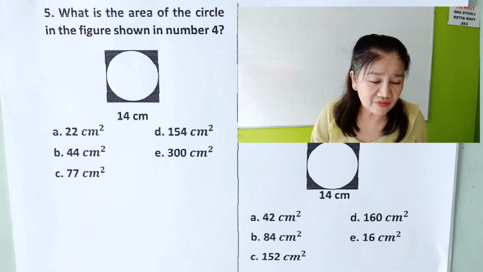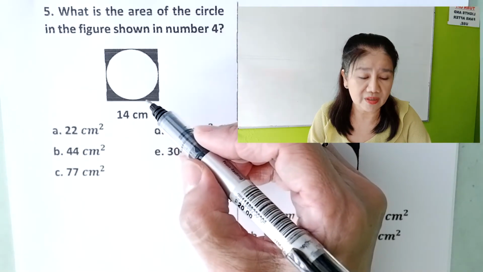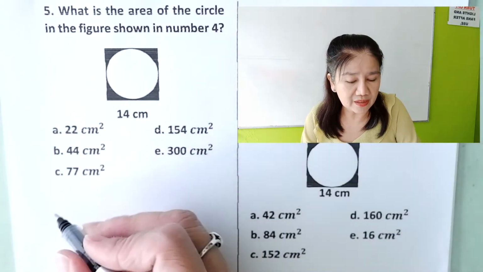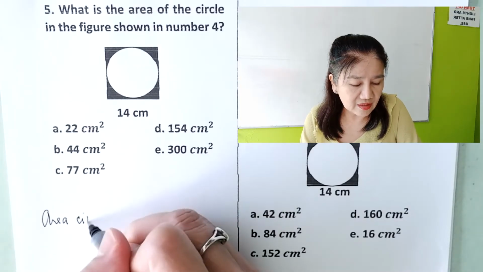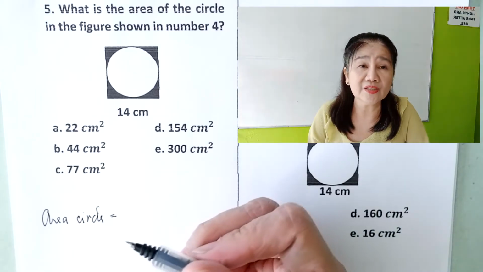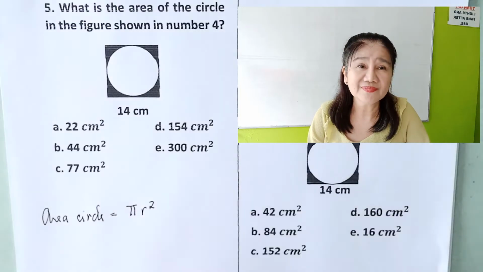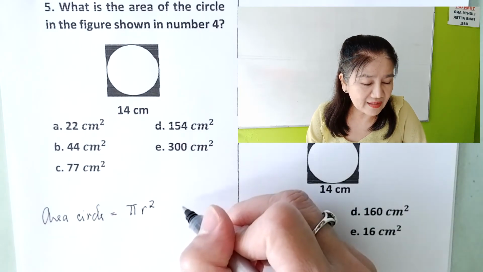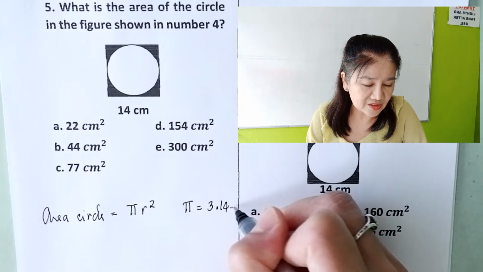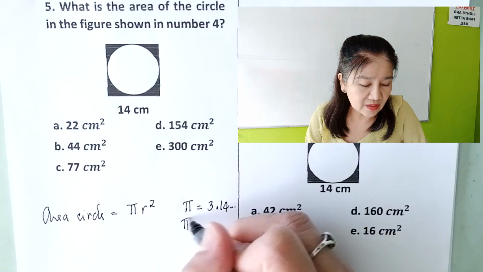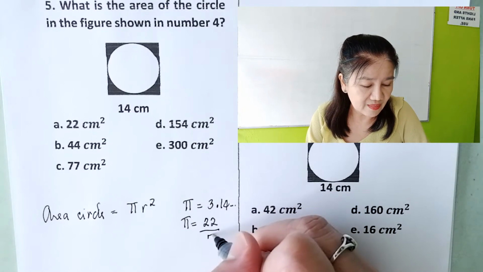What is the area of the circle in the figure shown in number 4? This is the figure shown in number 4. So now here we would like to get the area of the circle. The area of a circle, as you have learned in your school, is pi r squared. Now, take note that pi here has a value of 3.14, etc., or as a fraction, it has a value of 22/7.